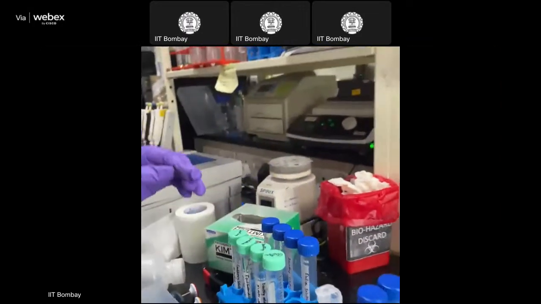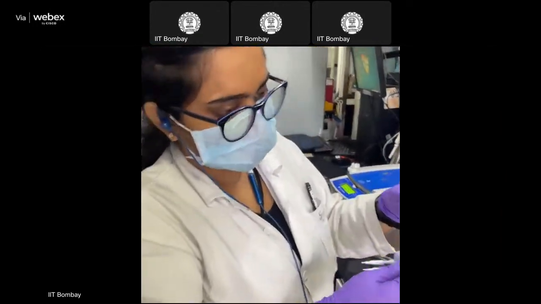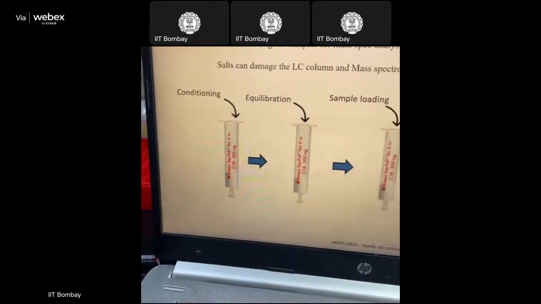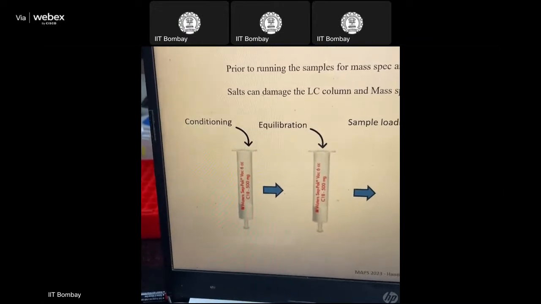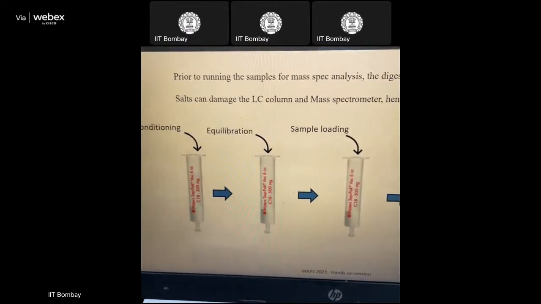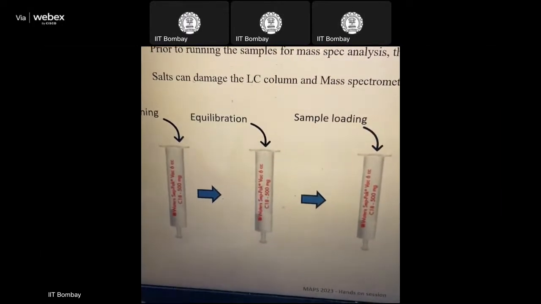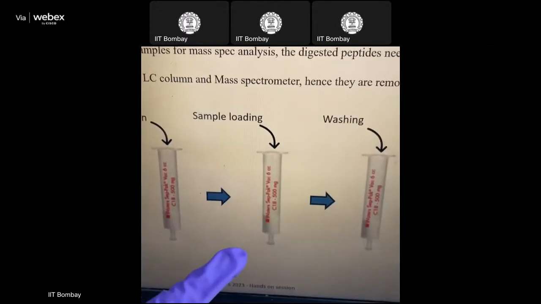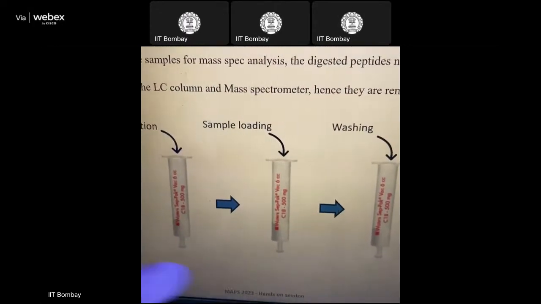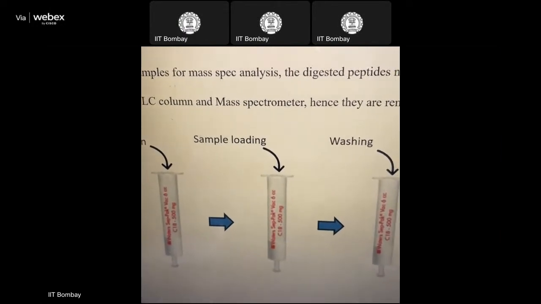After conditioning our column, we use the equilibration solution step. It will equilibrate our column with the solution where our sample is, since our sample is in equilibration solution. That's why we need to do the equilibration step before loading our actual sample. After equilibration, we load our sample and pass it through the column again.